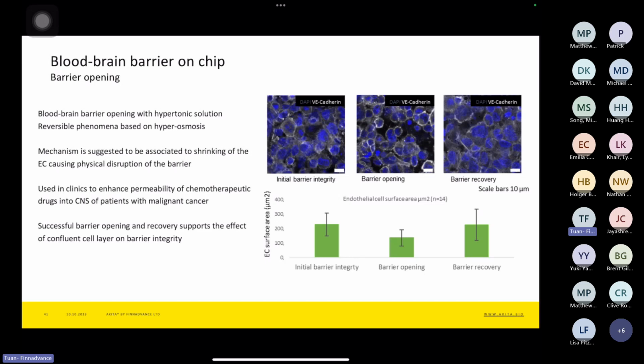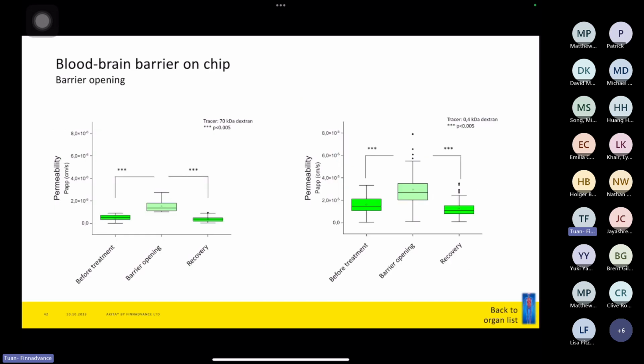We took another step to advance the model, or to validate the model, by trying to open the barrier using a hyperosmotic solution to really shrink the cell area and enlarge the cell-cell junction. By that, we were able to open the barriers on the chips. And when we refreshed the cell culture media with fresh media, the barrier was able to recover its initial state. From this graph, you can already see that before and during the barrier opening, we have a spike in the permeability of the cell layers. And we confirmed that with both the low and high molecular weight dextran molecules.